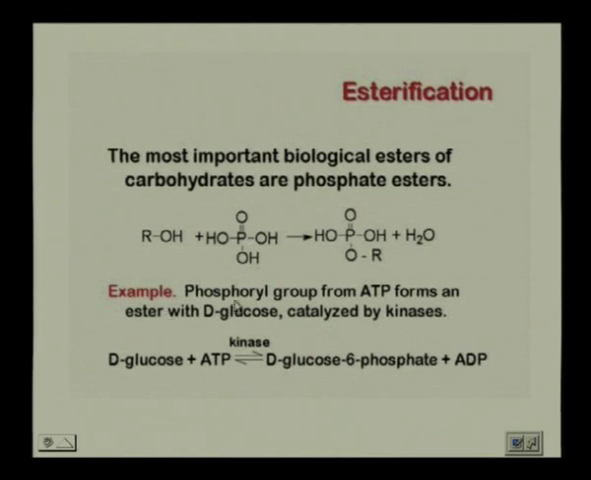When we look at a biological system, the formation of a biological ester, the phosphoryl group from ATP, the structure of which we are going to study in a bit of detail when we get to it, will form an ester with D-glucose, forming glucose 6-phosphate, which is the first step in the breakdown of glucose. Okay? So, we have glucose 6-phosphate and adenosine diphosphate, because it has lost one phosphate to the glucose.